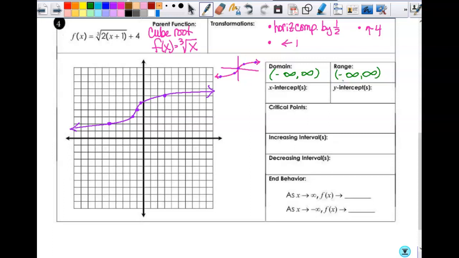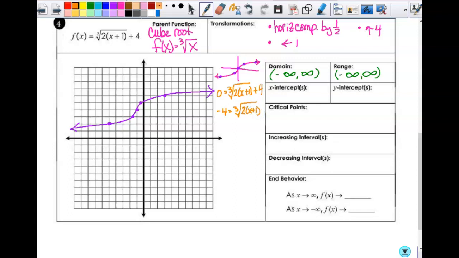Do I have any x-intercepts? Yes, I do. Well, I don't see them, but if I keep going, there will be how many? 1. There'll be 1. So I need to find that. That means I have to set 0 equal to the cube root of 2 times x plus 1 plus 4. Right? So then I subtract 4 from both sides. Negative 4 equals the cube root of 2 times x plus 1.